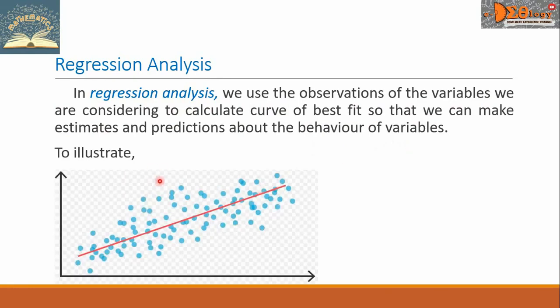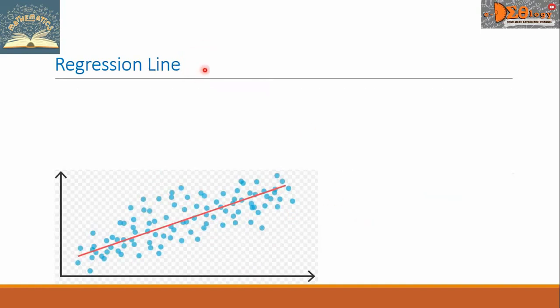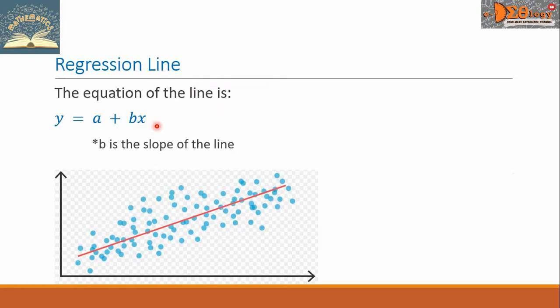To illustrate, we have here plots of points representing the data of two variables where one variable is considered x and the other is y. This line here describes the general direction of the points. This line is called the regression line. With regard to the regression line, the equation is y equals a plus bx. B here is the slope of the line.